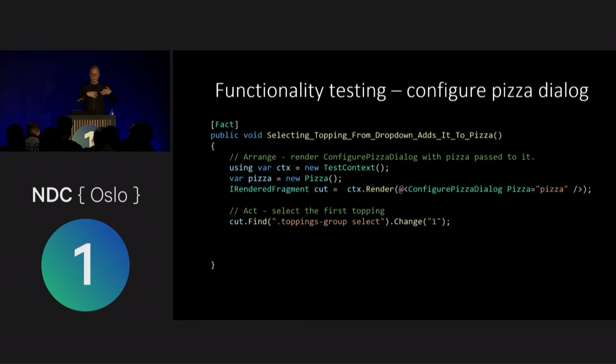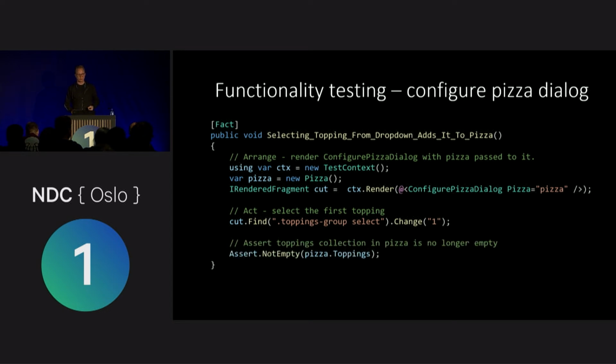Now we need to go ahead and find that dropdown, and we can use the change method on that dropdown to change the selection to the number 1 element in the dropdown. And after we've done that, our assertion would be, in this case, to keep it simple, we just say that now the pizza's toppings collection should not be empty anymore.